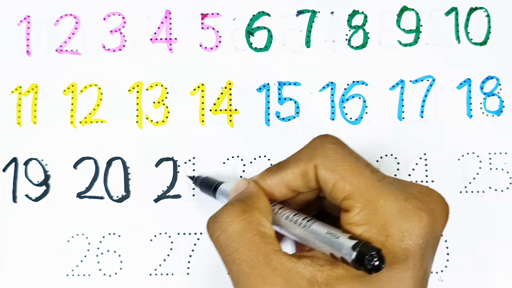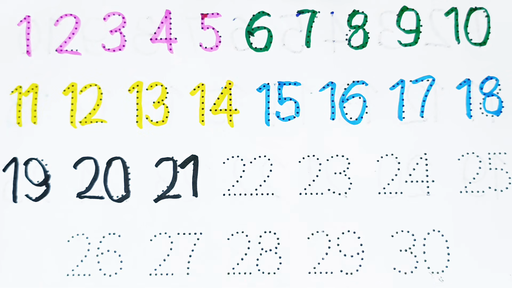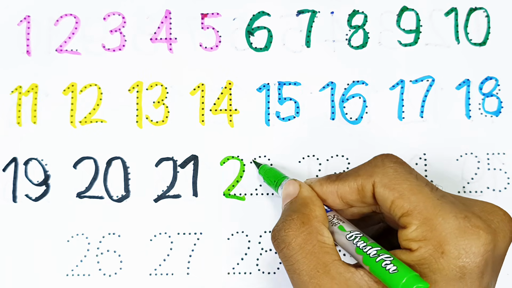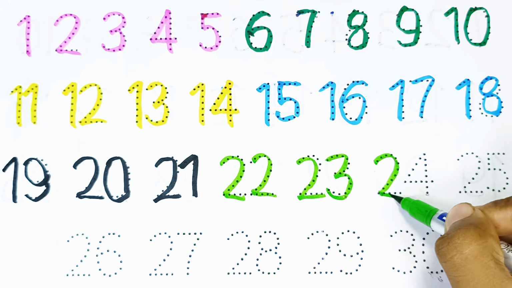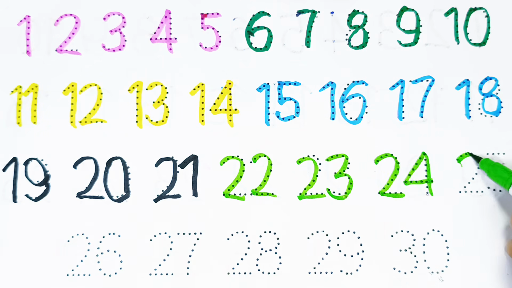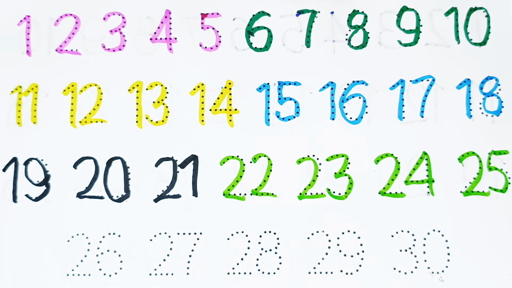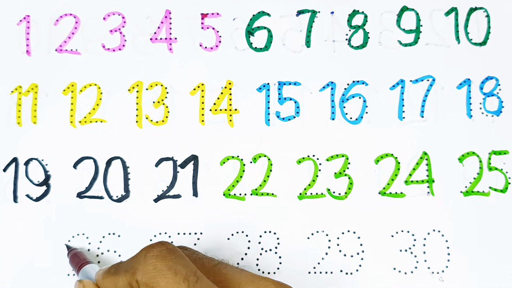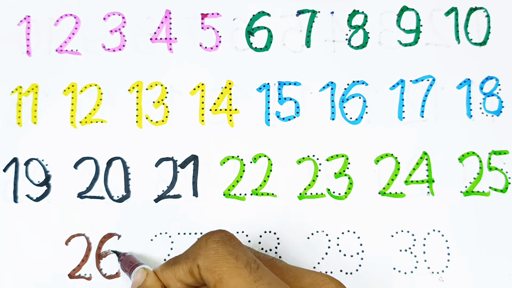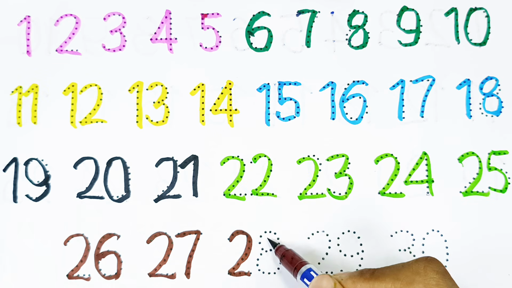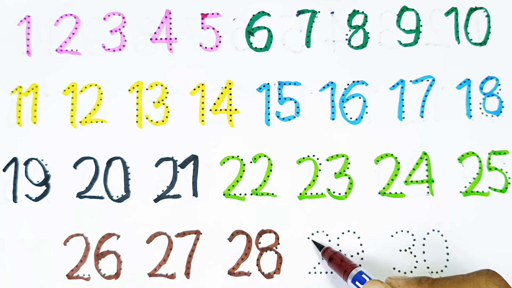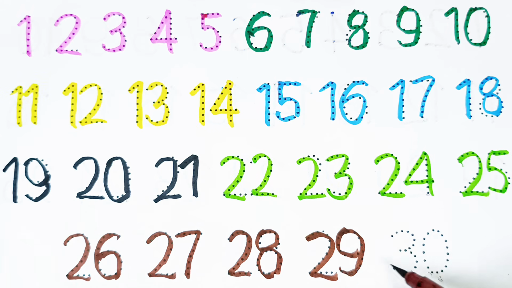20, 21. Kids, now you draw 22. The numbers of 22, 23, 24, 25. Kids, now you draw 26. The numbers of 26, 27, 28, 29, and 30.